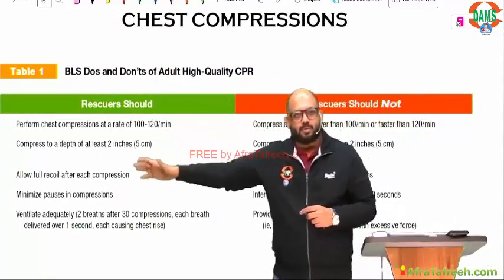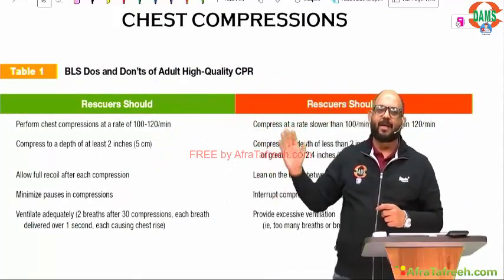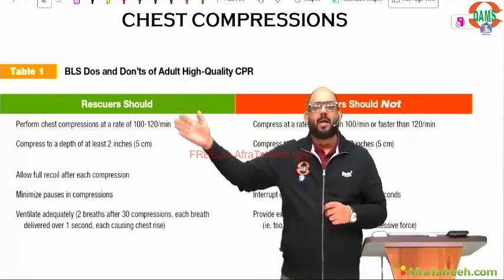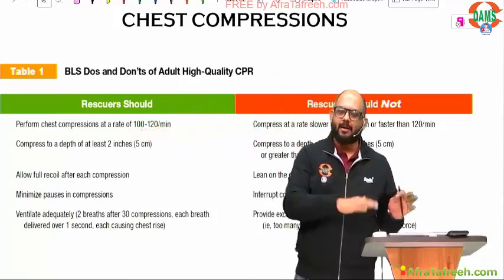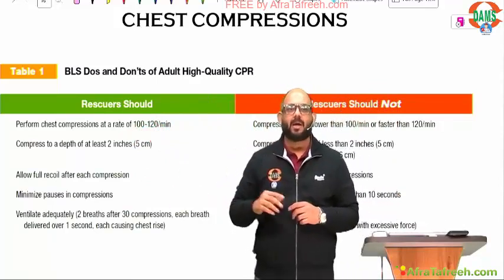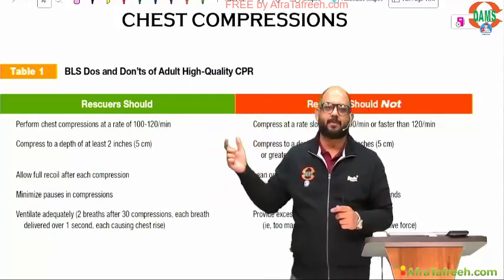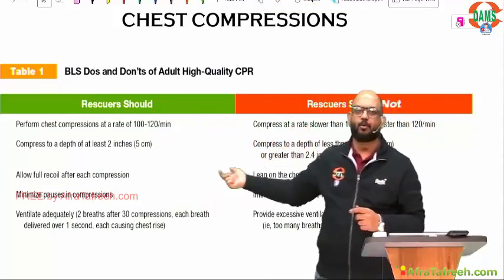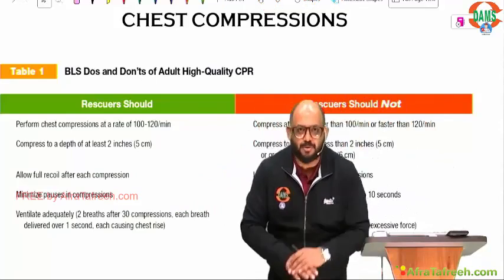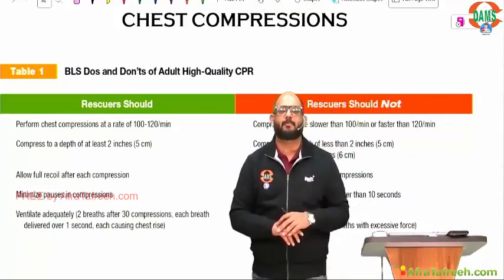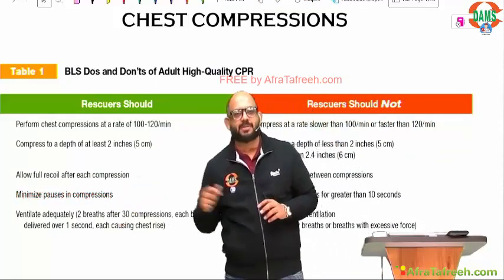5 do's and 5 don'ts of high quality CPR. What are the do's? Compression rate 100 to 120, not less than 100, not more than 120. Depth at least 2 inches, that means not less than 2, not more than 2.4. Allow full recoil between the compressions, that means do not lean on the chest between compressions. Minimize pauses in the compression.